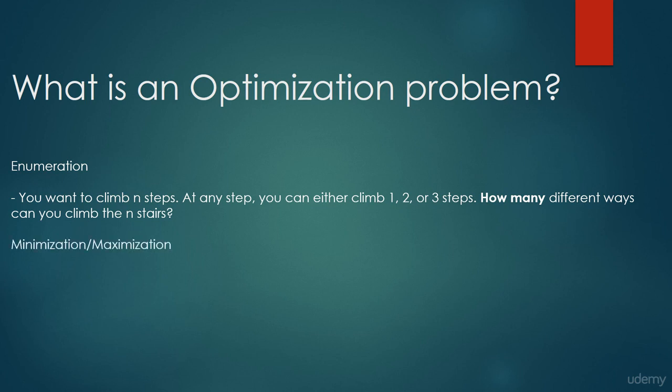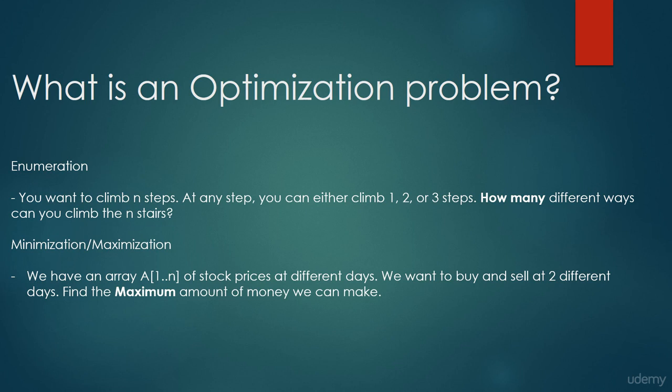Another type of optimization problem is called minimization or maximization. An example would be we have an array of n elements that indicate the prices of stock on different days, and we want to buy and sell on 2 different days. It asks you to find the maximum amount of money that you can make. So you want to buy very cheaply and then sell for a lot of money. These kinds of problems involve maximizing the amount of money you make or minimizing the cost that you have to pay. So these types of problems are also optimization problems.